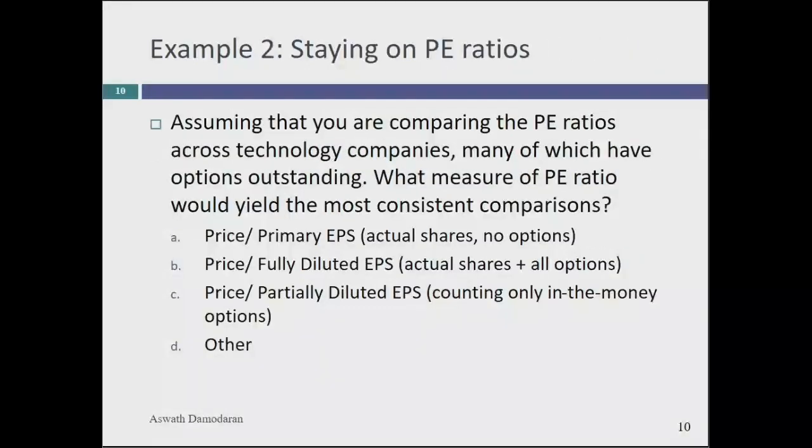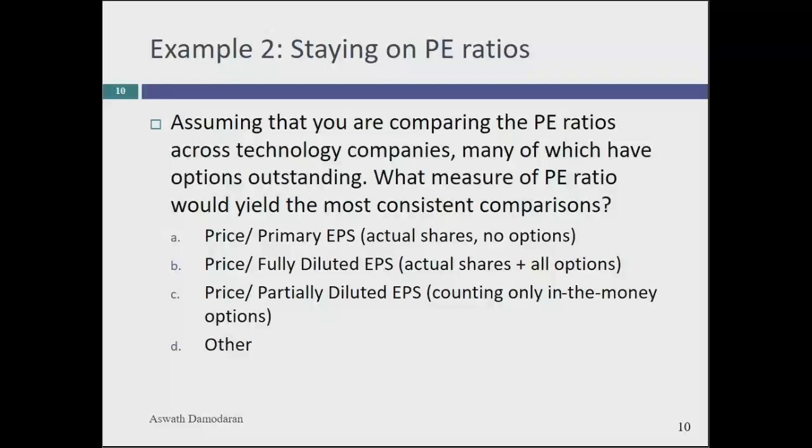When you compute PE ratios for stocks, what you do is you take the price per share and divide by earnings per share. But there are so many different variants in earnings per share. So I want you to think about doing pricing in a sector where there are big differences across stocks in terms of how many options they have outstanding. So I want to come up with a measure of PE ratio that's not going to be skewed for the wrong reasons. So as I go through each one, I want to think about the consequences.